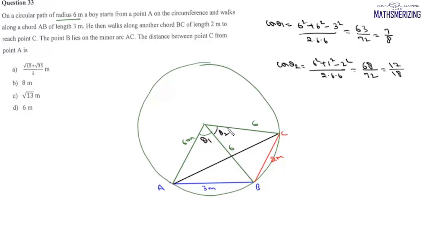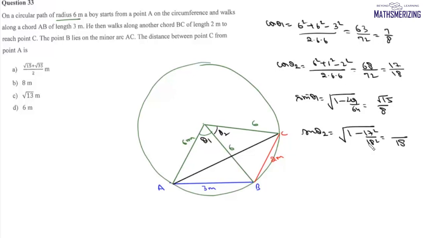Now we'll find cos of theta 1 plus theta 2. And for that, we'll also need sin theta 1 and sin theta 2. So what is sin theta 1? Sin theta 1 will be under root of 1 minus 49 by 64. So there will be 8, and then 64 minus 49, there'll be under root 15. And we'll also find sin theta 2. So sin theta 2 will be under root of 1 minus 17 square upon 18 square. So there'll be 18, and then a plus b into a minus b. A minus b is 1, a plus b is 35. So there'll be under root 35.